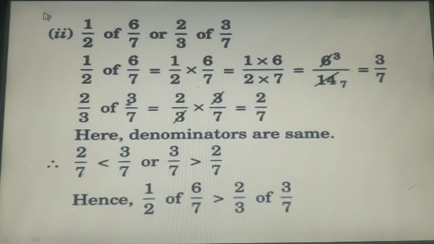The second part is also solved very systematically here. You will first find out half of 6 by 7. Half of 6 by 7 is 3 by 7. 2/3 of 3 by 7 is 2 by 7. Compare both these. Since the denominators are the same, you will compare using the numerators. The fraction having the greater numerator will be greater in value. Okay, so the first part is greater here. So you will say half of 6 by 7 is greater than 2/3 of 3 by 7.